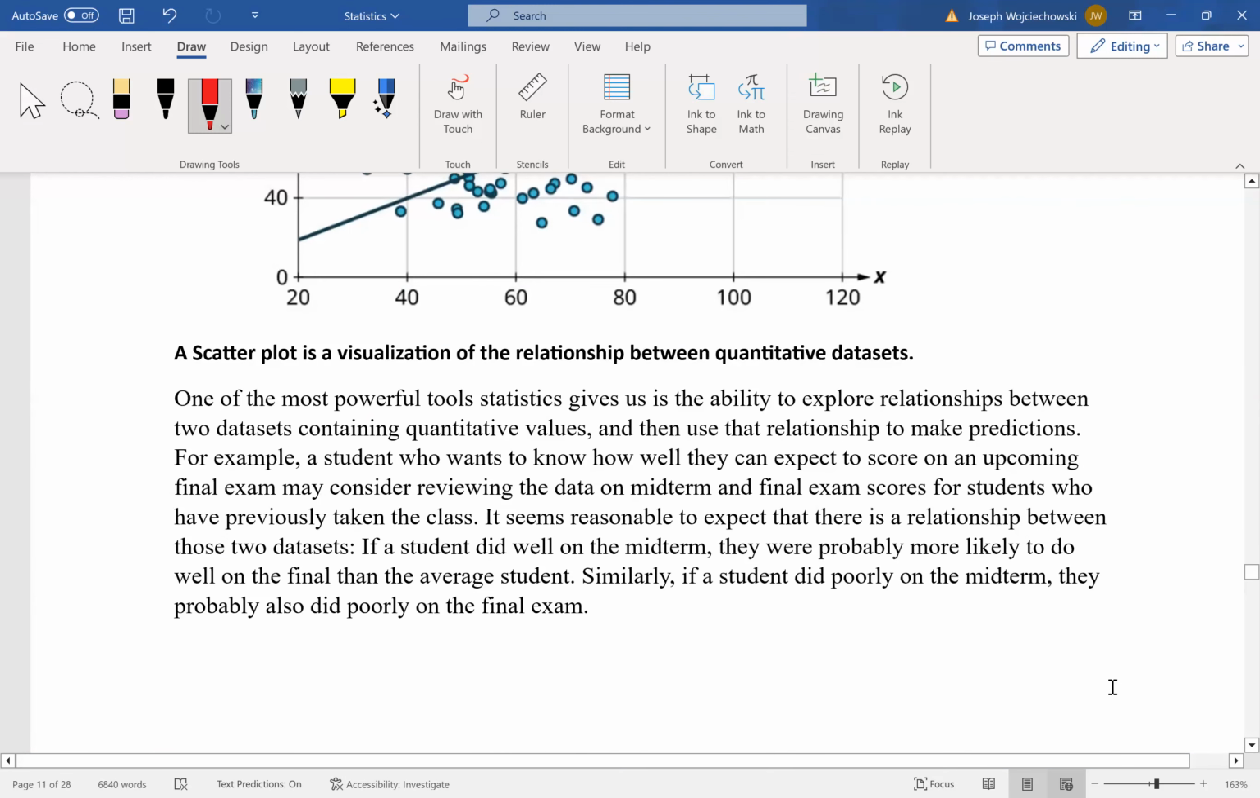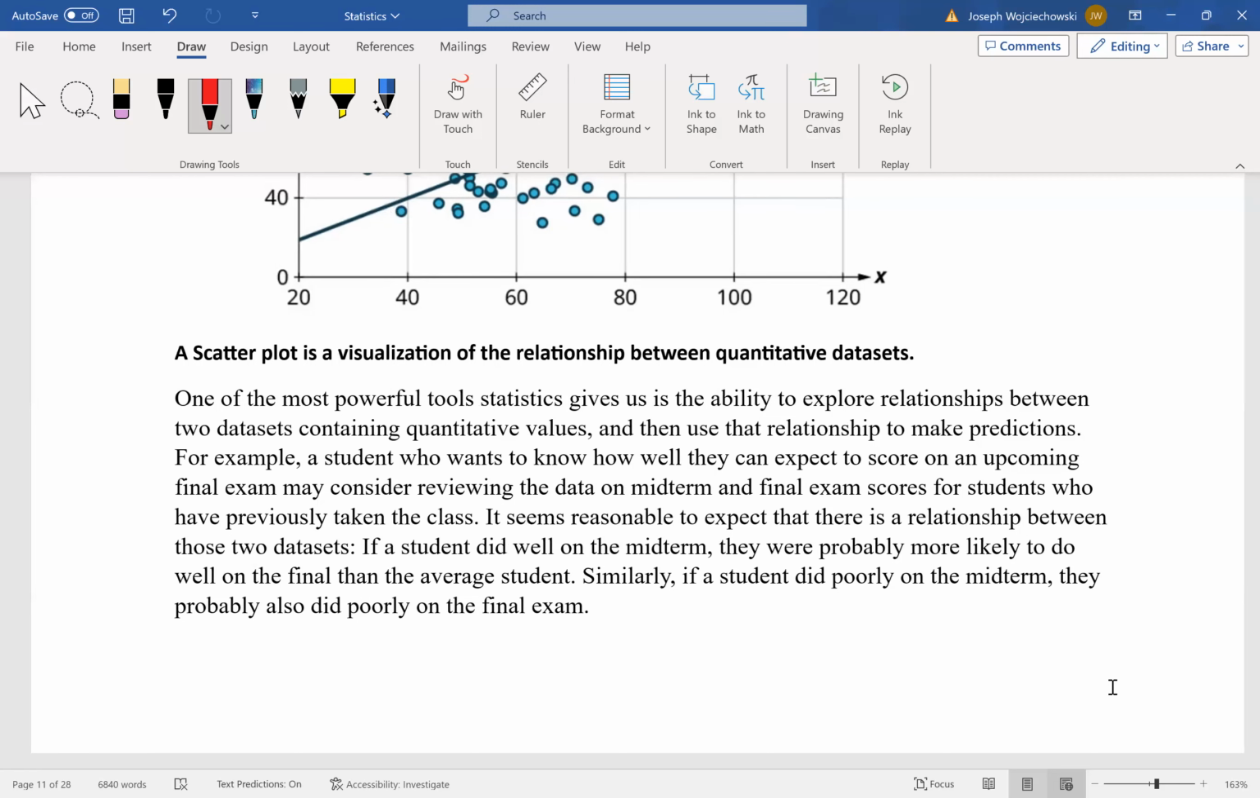For example, a student who wants to know how well they can expect to score on an upcoming final exam may consider reviewing the data on midterm and final exam scores for students who have previously taken the class. It seems reasonable to expect that there is a relationship between those two data sets. If a student did well on the midterm, they were probably more likely to do well on the final than the average student. Similarly, if a student did poorly on the midterm, they probably also did poorly on the final exam.